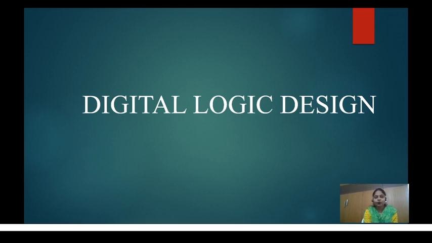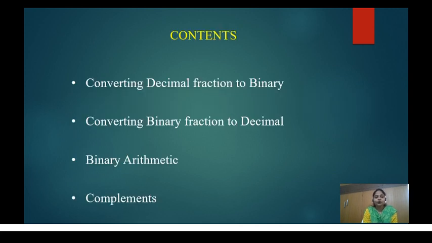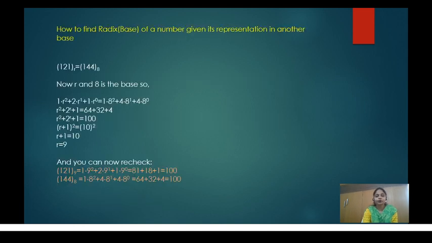In Digital Logic Design, in the last videos we discussed what a digital system is, the difference between digital systems and analog systems, and how to convert from one number system to another. In this video, we will discuss how to convert decimal fraction to binary and binary fraction to decimal, what binary arithmetic is, what the binary arithmetic operations are, and how to find the complement of a number.